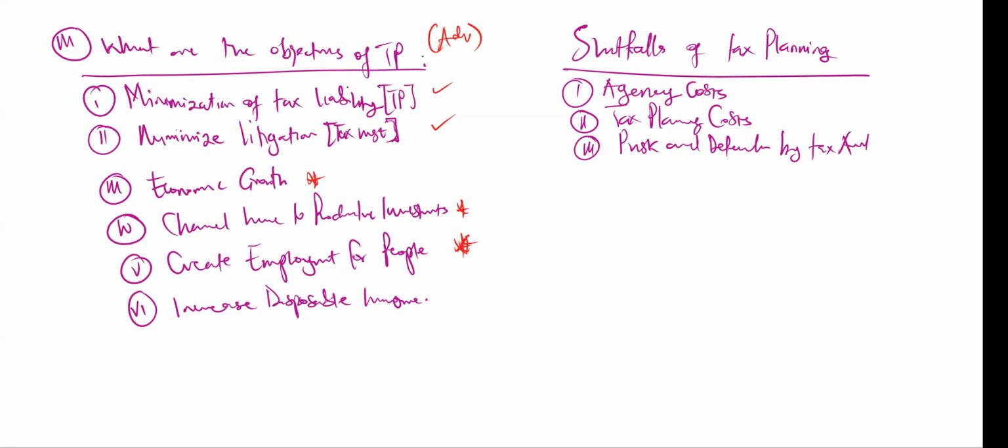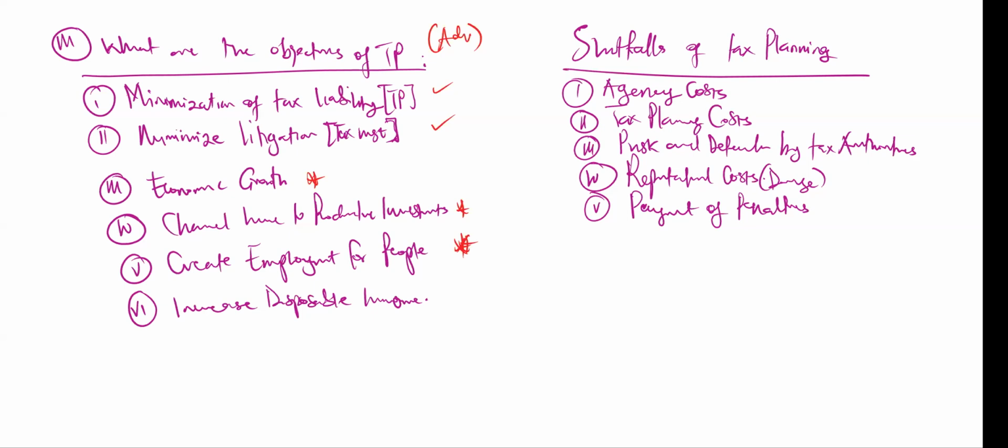Okay, what else did we talk about? Reputational risk, reputational damage, or reputational cost. Payment of penalties for non-compliance. Non-compliance is one of the shortfalls. Then it may lead to inefficiency in internal controls. Do you remember?